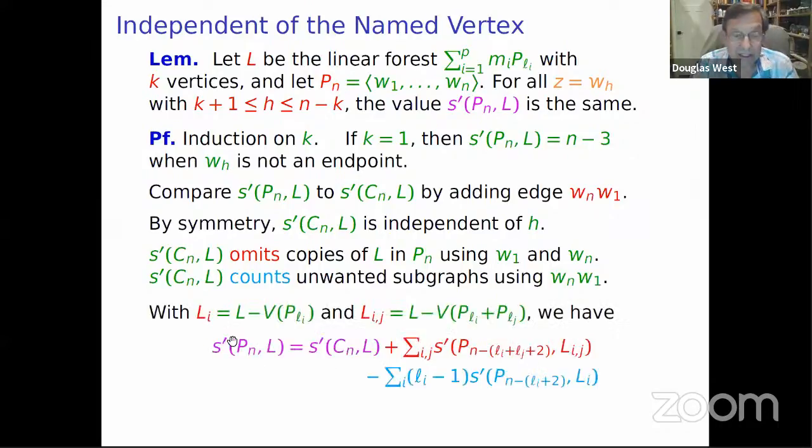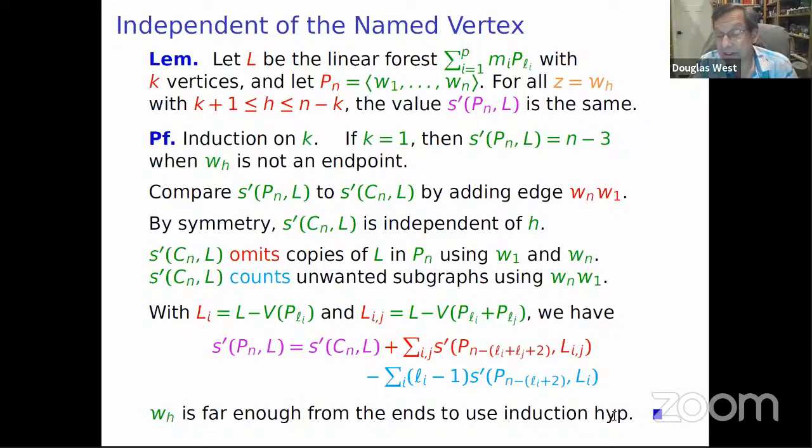So all we need to do is say that the count we want is everything we see in the cycle plus the count of subgraphs that were omitted minus the count of subgraphs that we didn't want. And the basic idea is that when you look at the details of this, here we have fewer vertices in the subgraph we're looking at. And in each of those cases, the specified vertex is far away from the ends, so the induction hypothesis applies. So this one is automatically independent of the isolated vertex. And these, as long as it's far enough from the ends, are also going to be independent of the isolated vertex. And so that's basically how we prove this statement three.